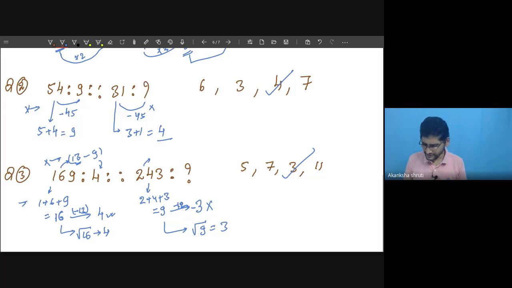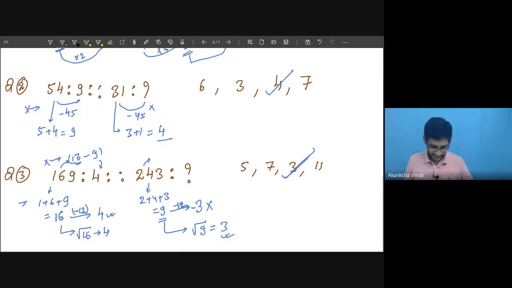So do not think the sign is neglected. No. In mathematics, sign is very important. So think for the other relation. Take the square root of 16, you are getting 4. Similarly, this 9 is also a perfect square number. Taking the square root of 9, we are getting 3. So therefore, 3 is the correct answer.